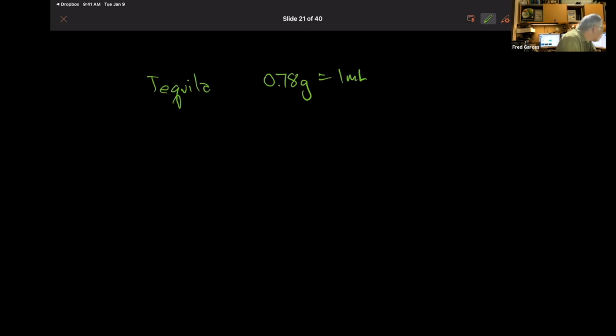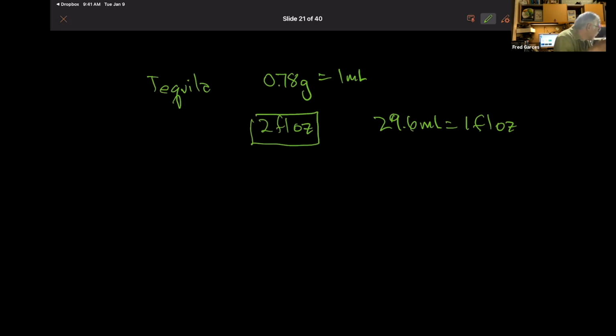What mass of tequila will fill 2 fluid ounces? So you got 2 fluid ounces with 1 shot, and the conversion factor is 29.6 mils equals 1 fluid ounce. Okay, so here's what we want to do. We're starting with this. This is our starting point because it says what mass of tequila will fill 2 fluid ounces. So the 2 fluid ounces is what we need, and we need to figure out what mass of tequila will be in there.